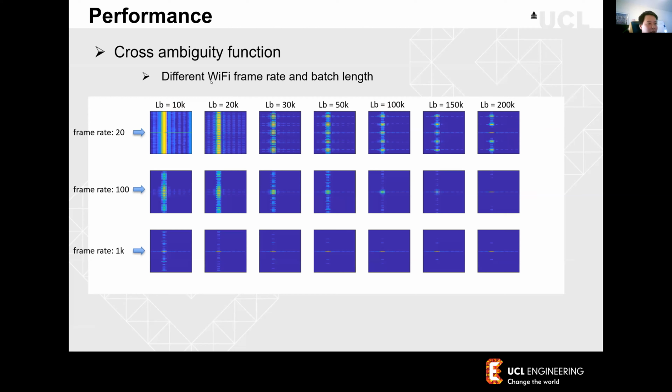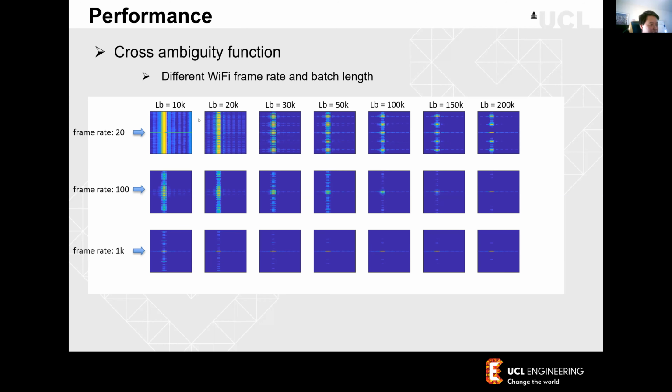Here I take some Wi-Fi data. I collected Wi-Fi data from measurement, and then I process it with the GPU and the CPU, to show how the frame rate of the Wi-Fi signal and the length of the batch affect this ambiguity function. So on the first row, this is the ambiguity function calculated with a frame rate of 20, set by the Wi-Fi router. For the second row, the frame rate is 100, and the third row is a frame rate of 1K.